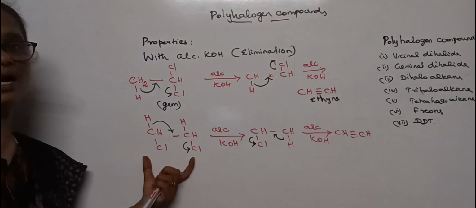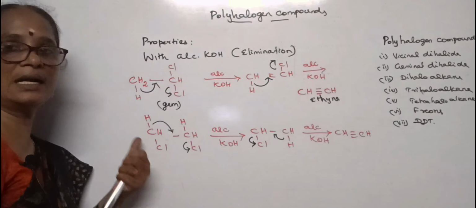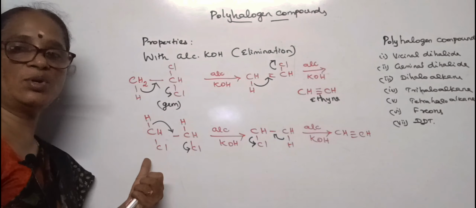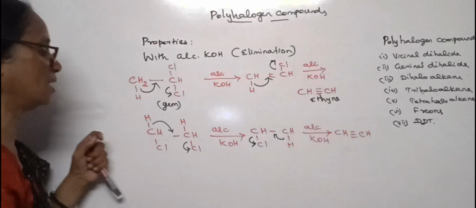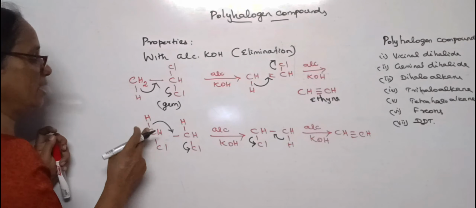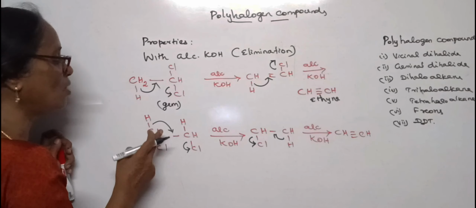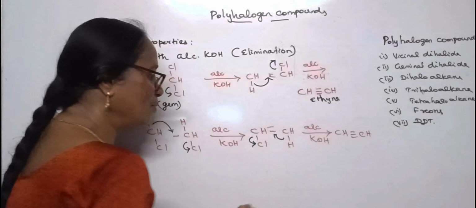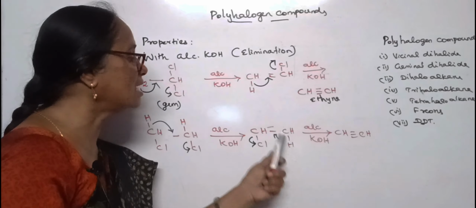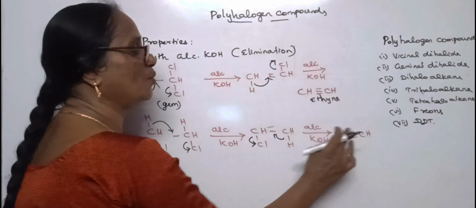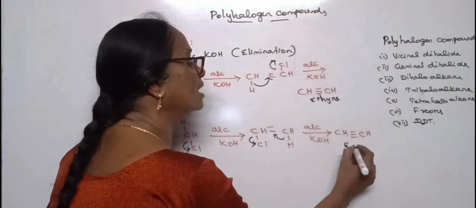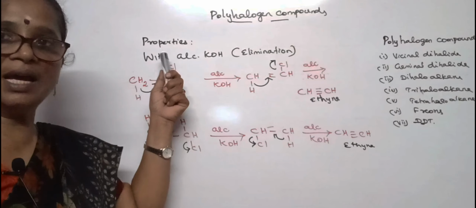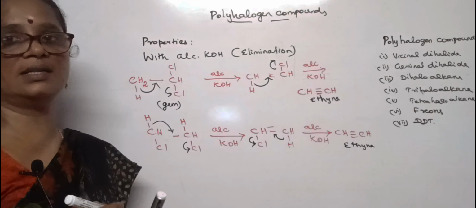Similarly, in vicinal dihalide, both the halogens are at the adjacent positions. So here both carbon atoms have to lose one hydrogen and one halogen. With the first molecule of alcoholic KOH, this HCl is removed and the single bond is converted into a double bond system. Now with one more alcoholic KOH, the other HCl is removed, and hence that makes a triple bond system. So alkynes are formed during the elimination of geminal as well as vicinal dihalides.